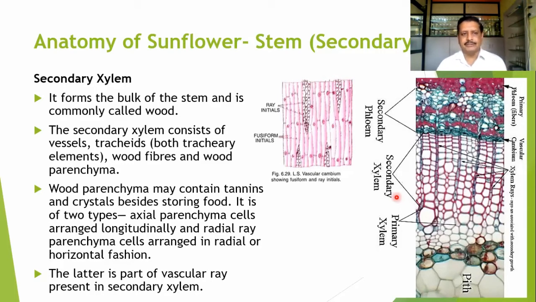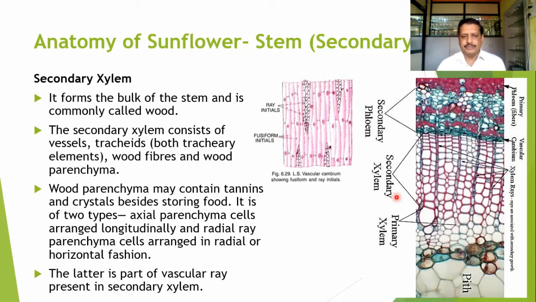This secondary xylem normally consists of vessels, tracheids, wood fibers, and wood parenchyma. All these structures are found in the secondary xylem, which helps in developing wood structure in the plant. This wood parenchyma may contain tannin and crystals besides storing food.